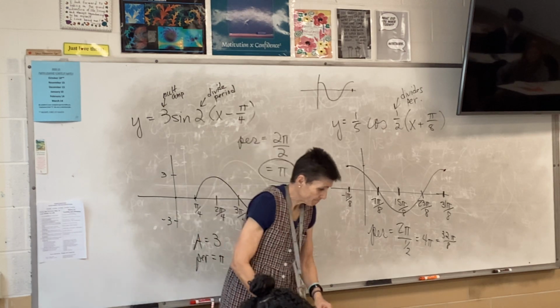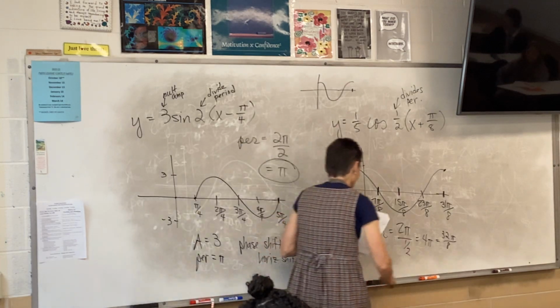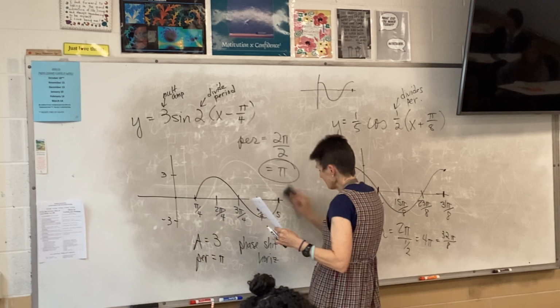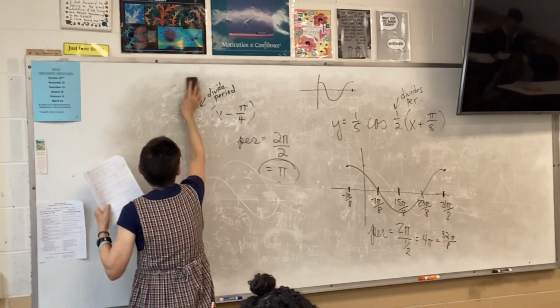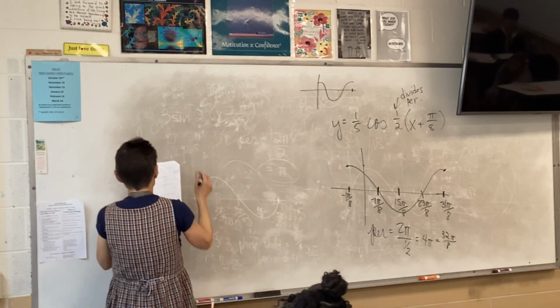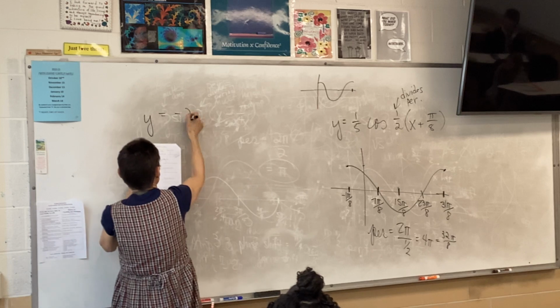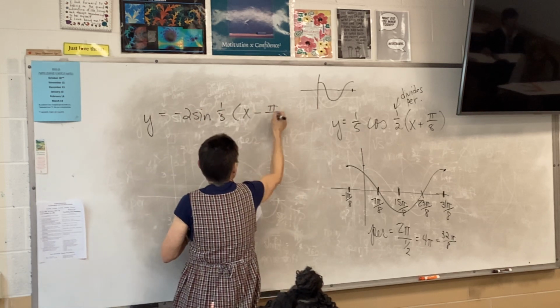It's a lot. All right, let's try one more together and then we'll see if you can do one by yourselves. All right, so here we go. Y equals negative 2 sine 1/3 x minus pi over 7.